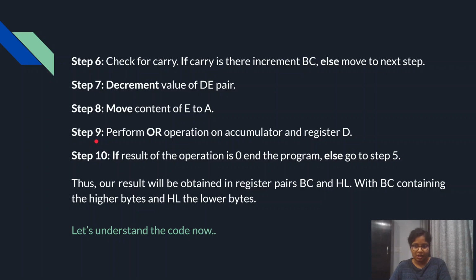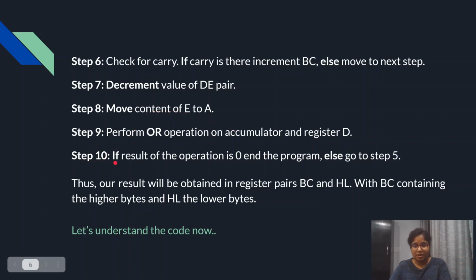Step 8 is to move the content of E to A. And the next step, step 9, is to perform the OR operation on the accumulator A and the register D. The result of this operation will be 0 if both the values of the accumulator, which has been loaded with the value of E, and the value of the register D are 0. This means that the result of this operation will be 0 only if the value of the DE pair is 0. In no other case will the result of this operation be 0.